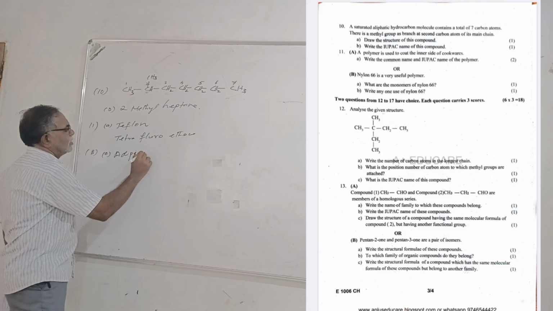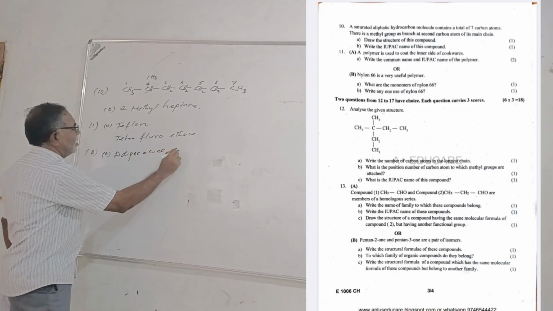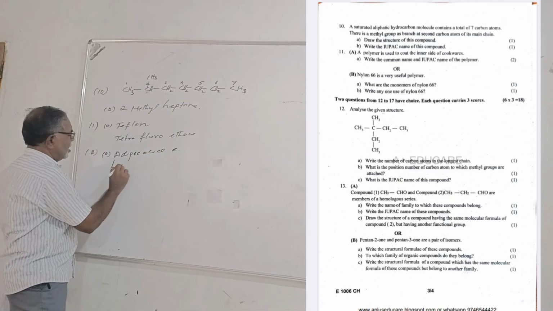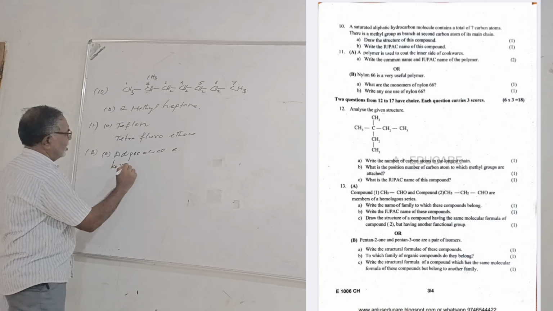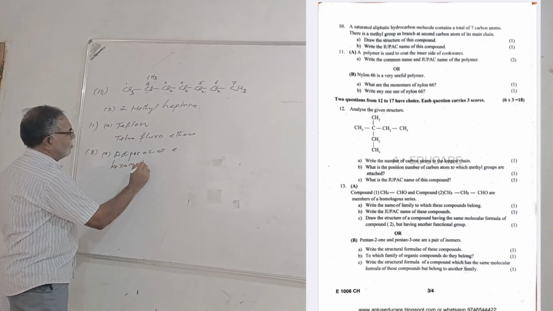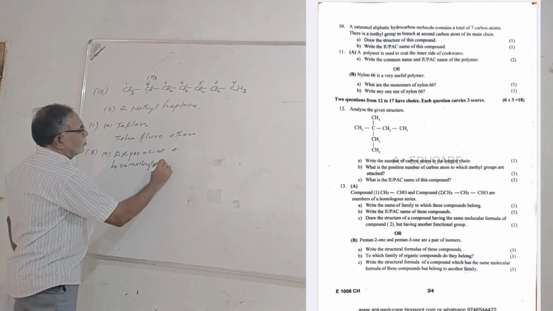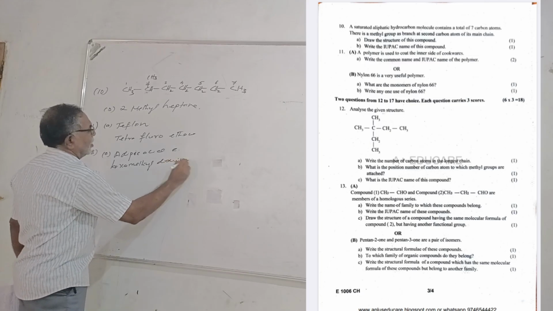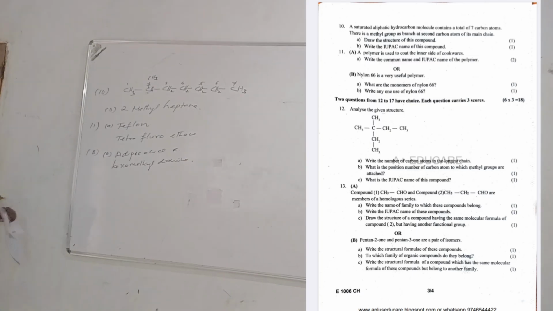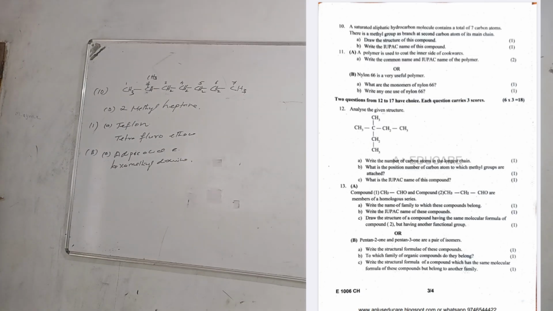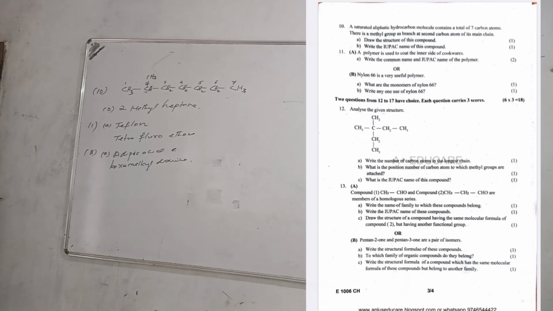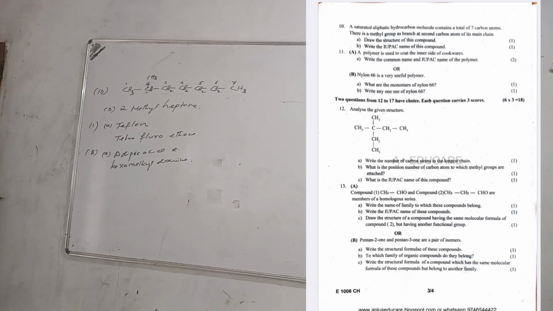Adipic acid and hexamethyl diamine. The monomers used to prepare nylon 66 are adipic acid and hexamethyl diamine.